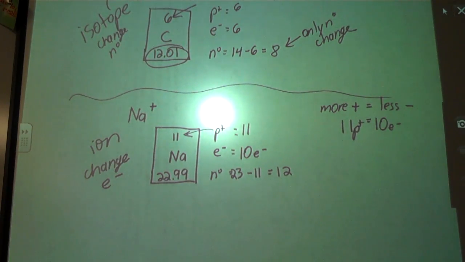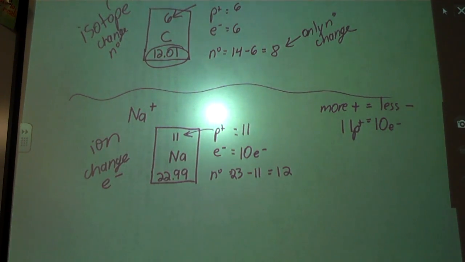So I hope that gives you a window into how to calculate the number of protons, electrons, and neutrons for a given atom. In the next video, we will go into how to draw this in a picture and actually put the electrons on their appropriate rings.